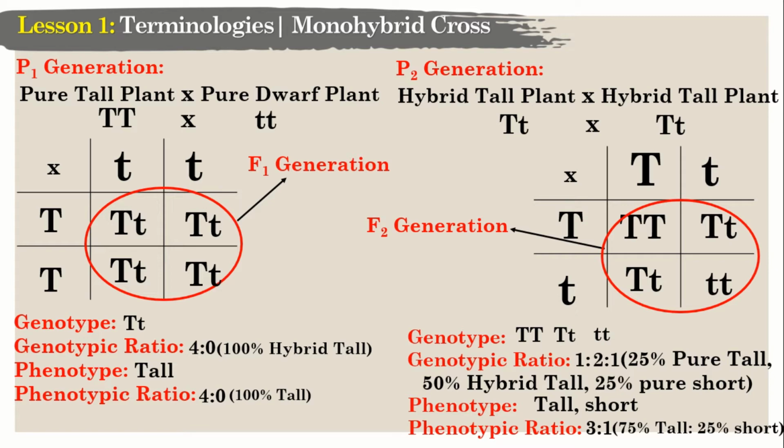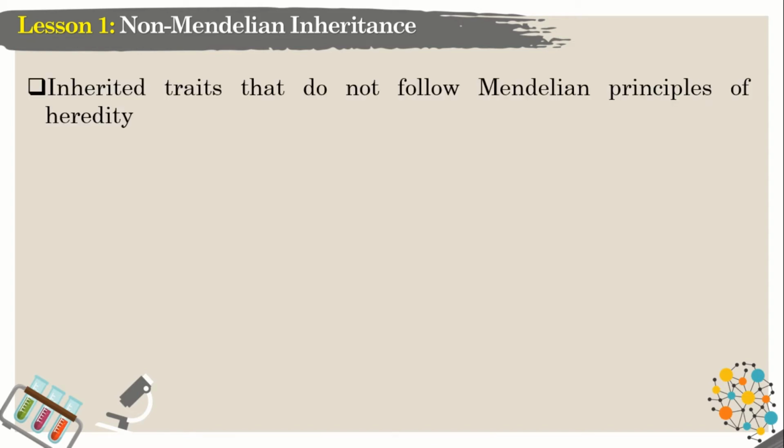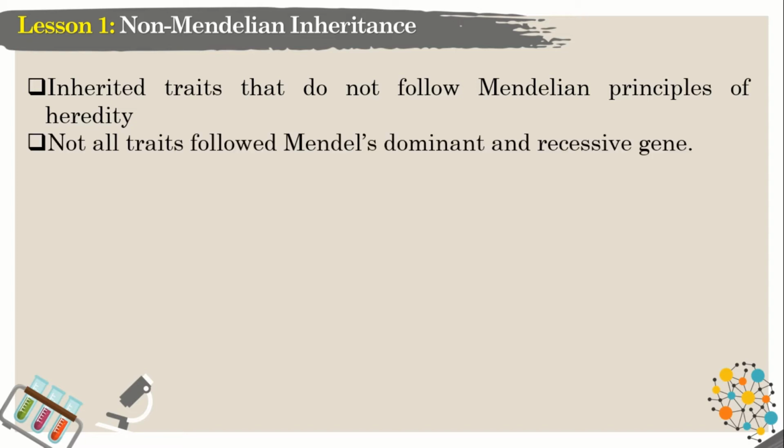So, for our discussion, in your grade 9, which is all about the non-Mendelian, it is somewhat different from Mendelian. So, how do we say that the mode of inheritance is non-Mendelian? If the inherited traits do not follow Mendelian principles of heredity, wherein there should be a presence of a dominant and recessive gene. So, the dominant and the recessive are missing. Not all traits follow Mendel's dominant and recessive.